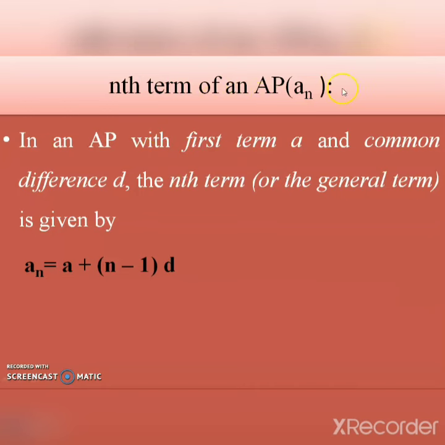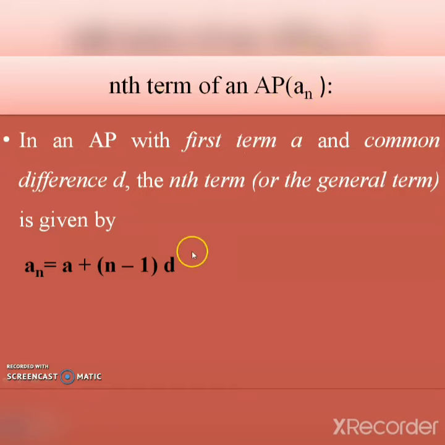Now what is the nth term of an AP, An? In an AP with first term A and common difference D, the nth term or the general term is given by An is equal to A plus (n minus 1) into D. This is the formula for the nth term of an AP. An here is called the nth term. N value can be anything. It can be 2, it can be 4, it can be 18, it can be 27. Like we will write it as A27 or A81 or A88. It can be anything. So here the nth term is An.